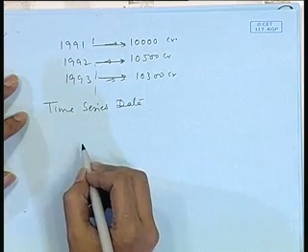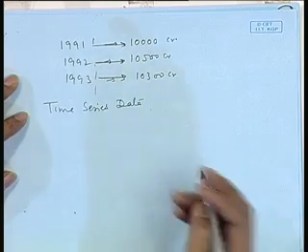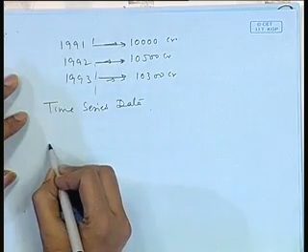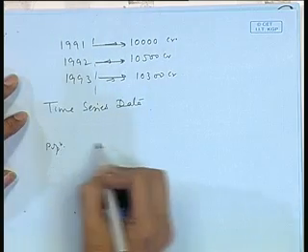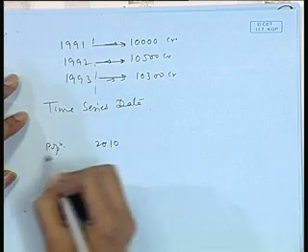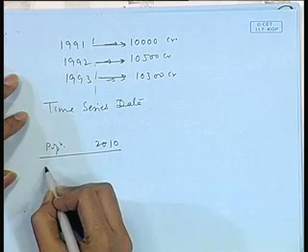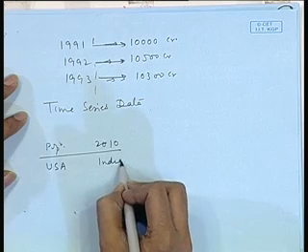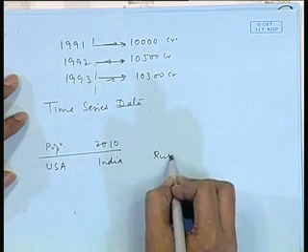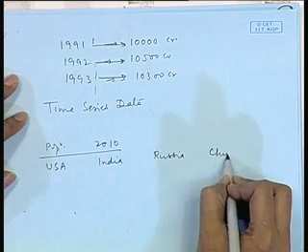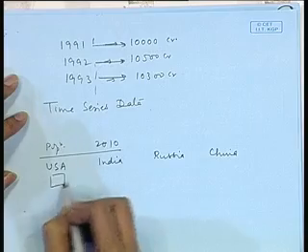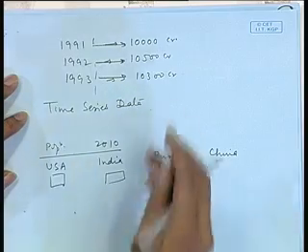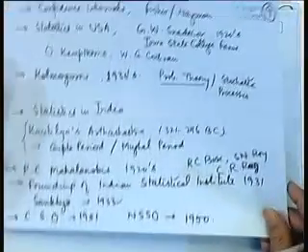Another data of a similar nature is collected by area or space. For example, what is the population in the year 2010 in various countries: what is the population in USA, what is the population in India, what is the population in Russia, what is the population in China, etc. This data which is collected according to space is known as spatial data.